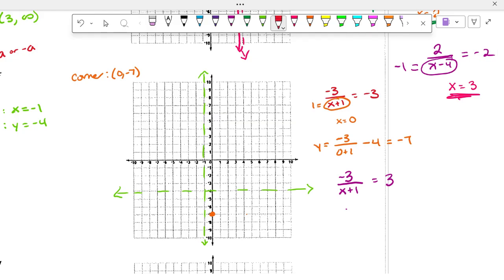So that means that we want our denominator to equal what in order for that to happen? Negative 1. Because if we divide negative 3 divided by negative 1, that would give us 3. So what x value would give us -1? -2.